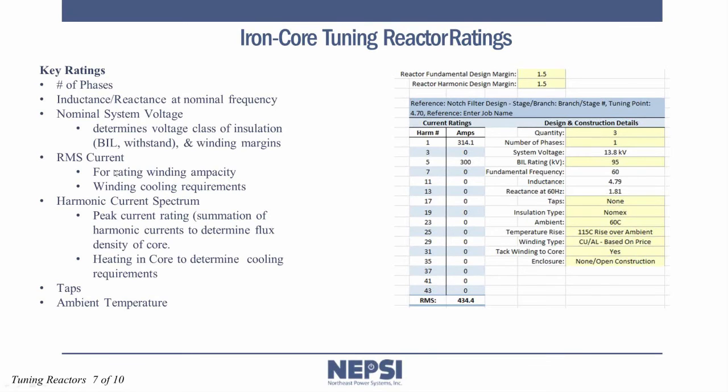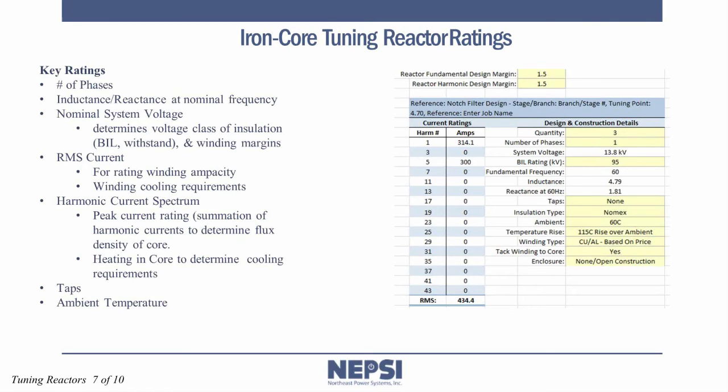The reactor supplier will also want to know the RMS current, and this is from that same spreadsheet tool that we have. This is typically what we will paste in to our supplier to let them know what they should be quoting. So here you can see that we're calculating RMS current for them, and they need the RMS current so they can rate the winding ampacity.